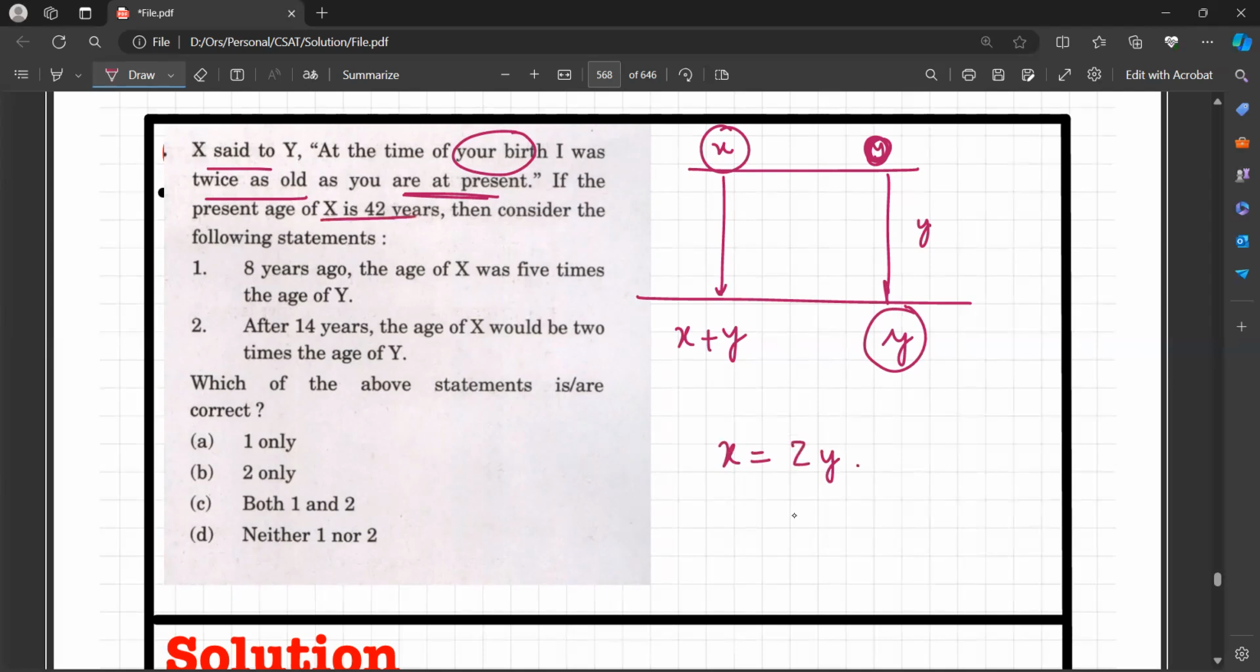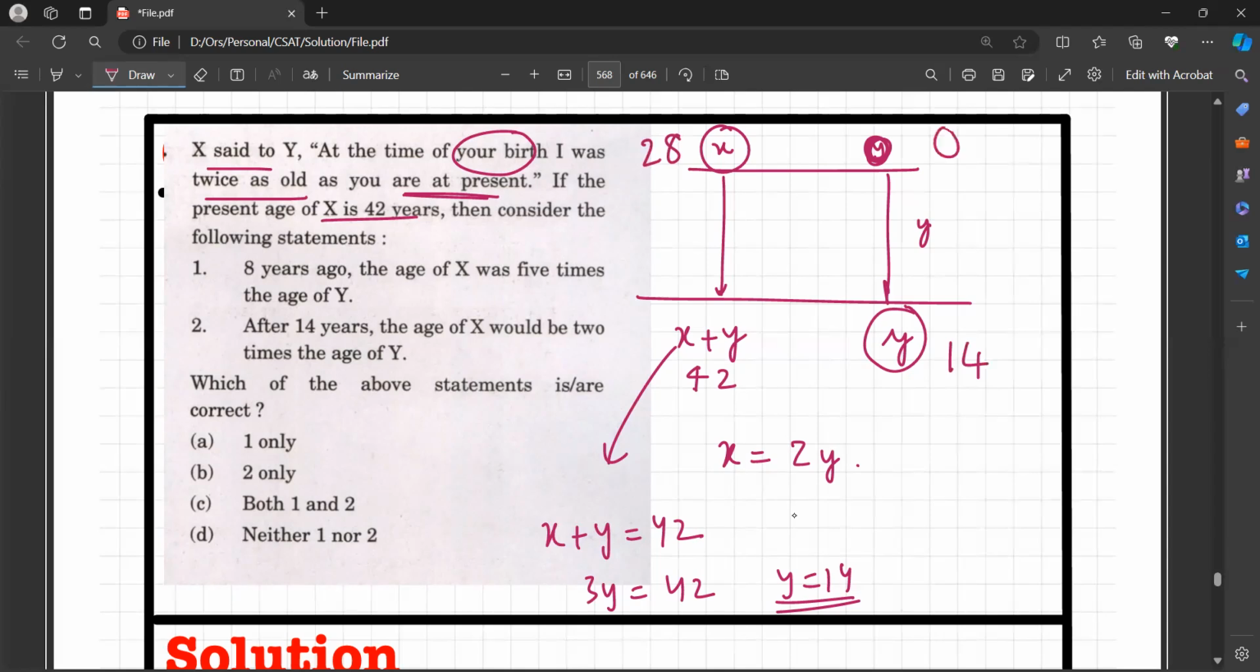If the present age of x is 42 years old, that means x plus y equals 42. X is nothing but 2y, so 3y equals 42. Y becomes 14. If y is 14, this will be 42. 14 years prior to that, it will be 28. This will be 14. This will be 0.